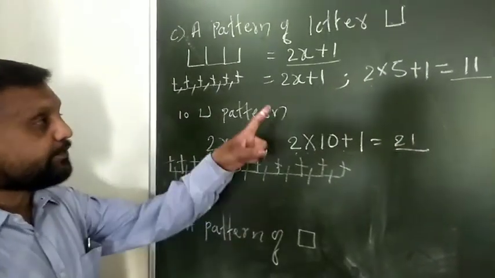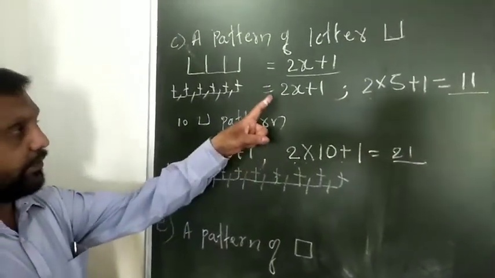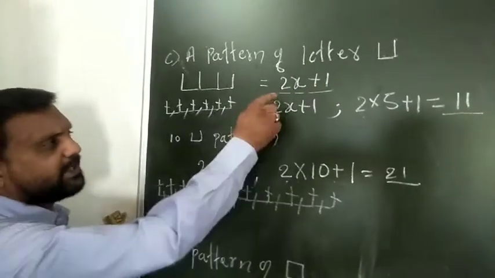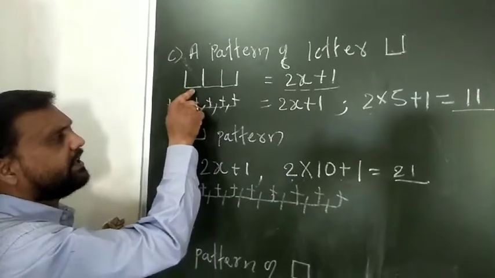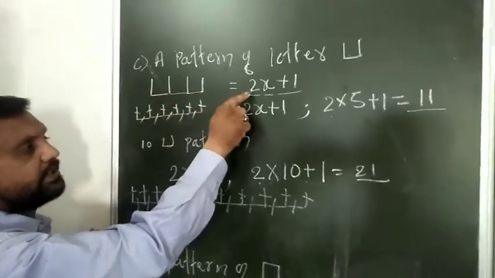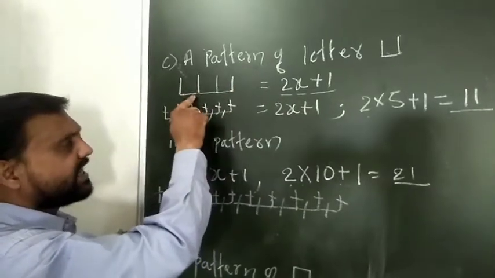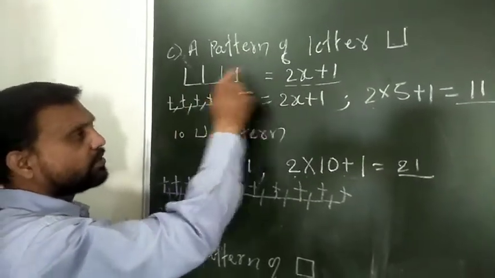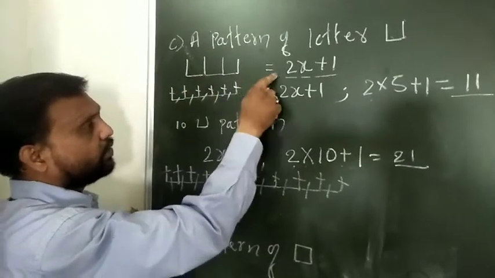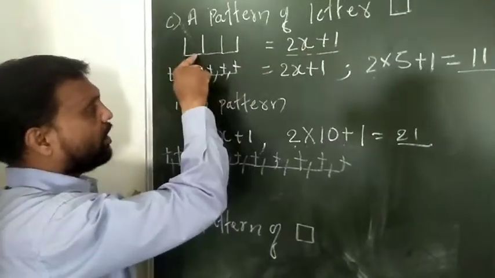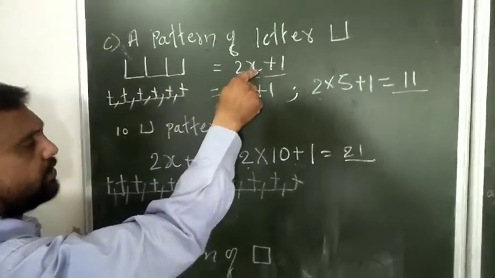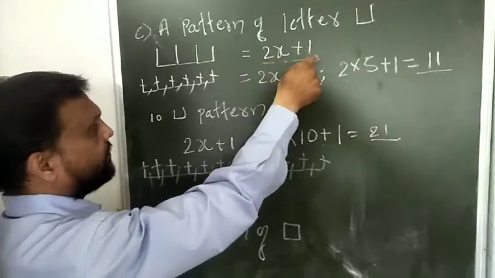Once again, please see. To make a pattern of U, our expression is 2x plus 1. Why 2x plus 1? Because first we require 3 sticks, afterwards 2 sticks. So the next time we require 2 sticks, that's why we take 2. The first time, 1 is more, so this plus 1 came there, 1 more. So in the expression 2x, x means how many U's you require, that is the number of U's, so we take an x, so 2x plus 1.